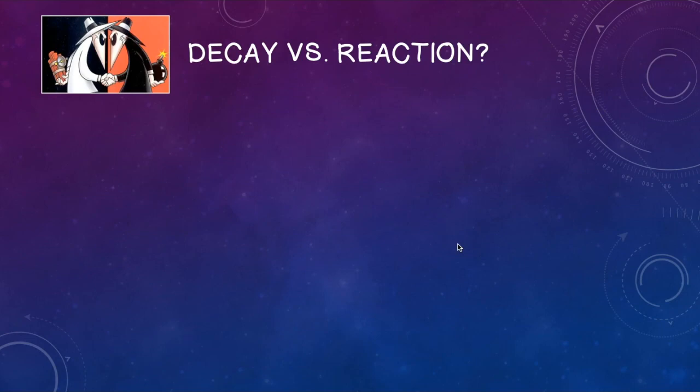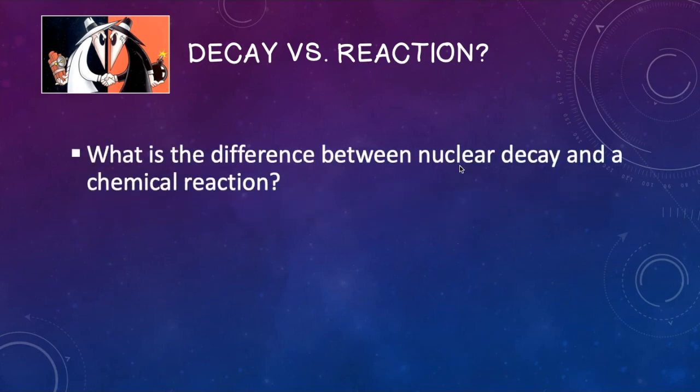So then the last piece of this kind of introduction I want to talk about is, okay, well, how do we know something is decaying or if it's actually producing a chemical reaction? So what's the difference between nuclear decay and a chemical reaction?